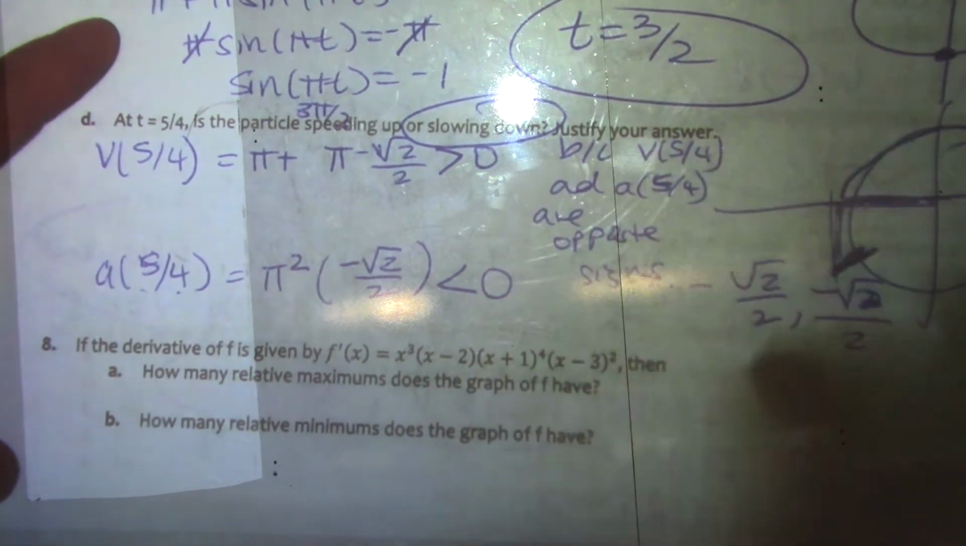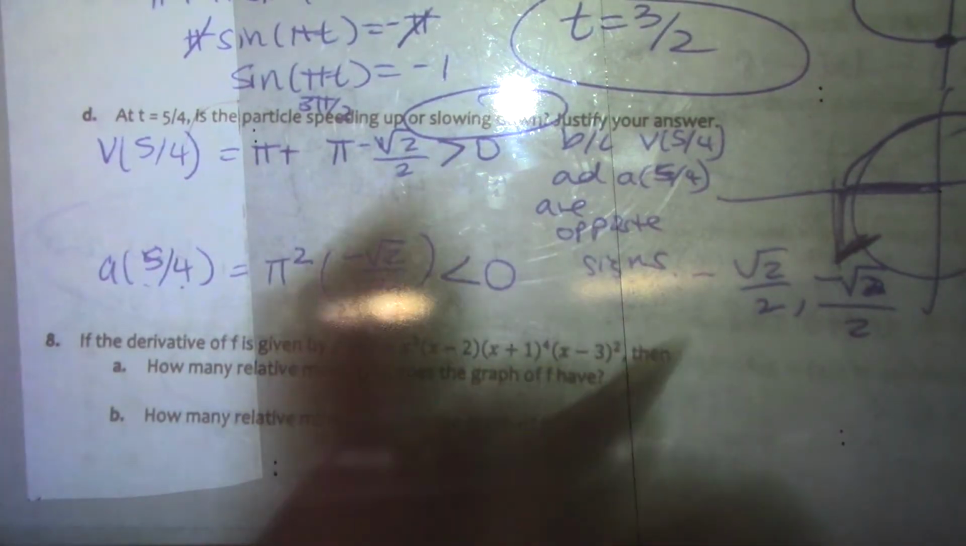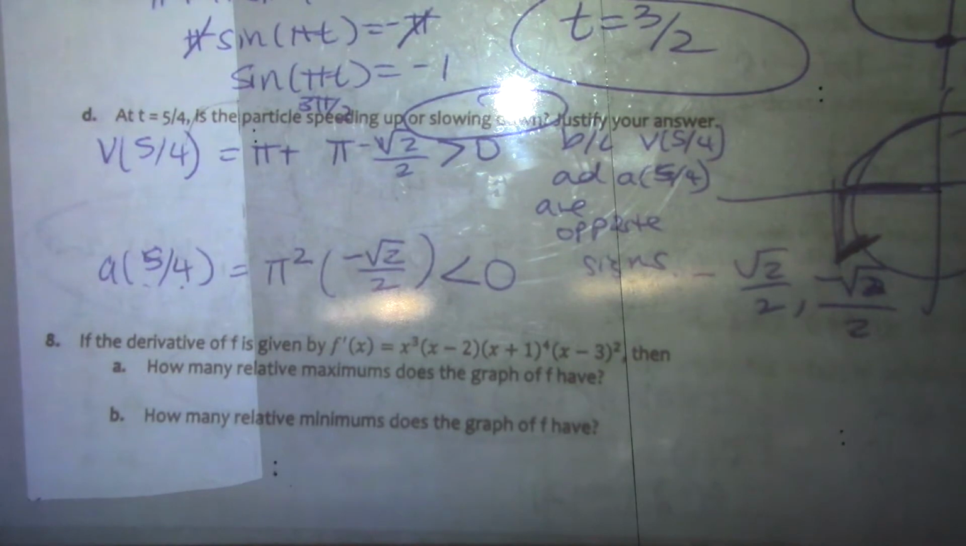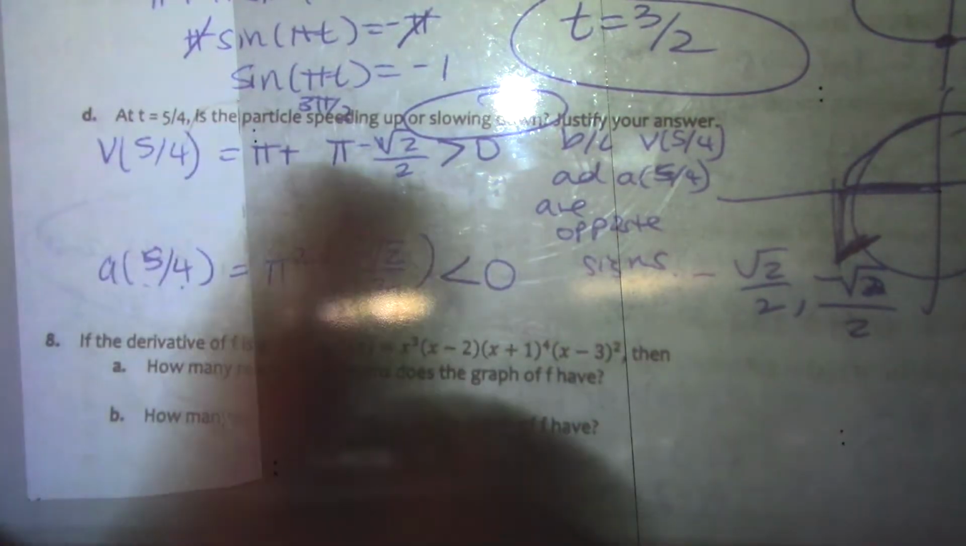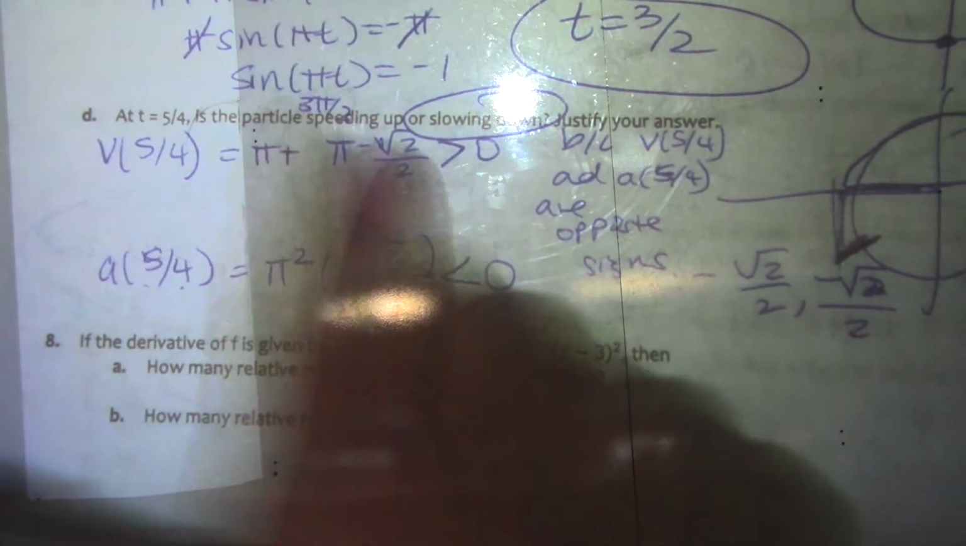Now it's not enough to just say this, right? You have to show the work showing that it's positive or negative, because otherwise you would just have a 50-50 shot of like, yeah, it's speeding up because they're the same sign, or slowing down because it's opposite signs, but you need to actually show the work. You won't get the credit.